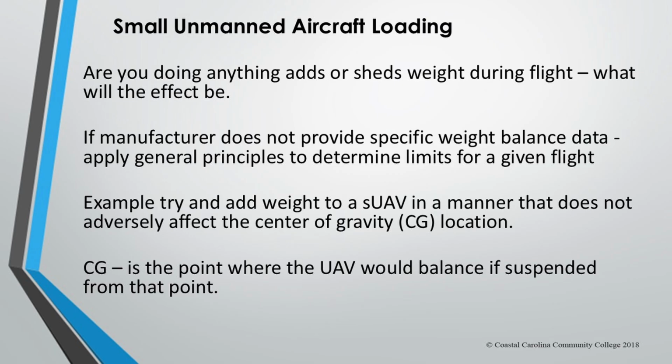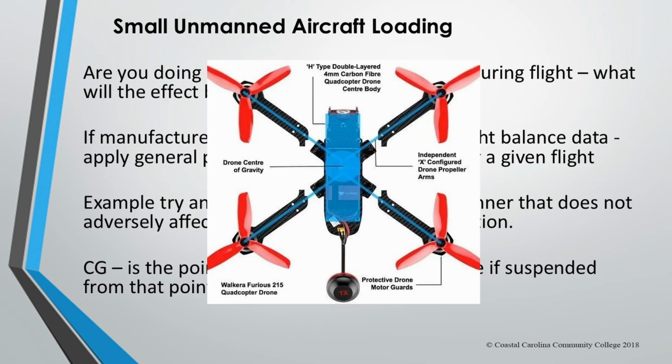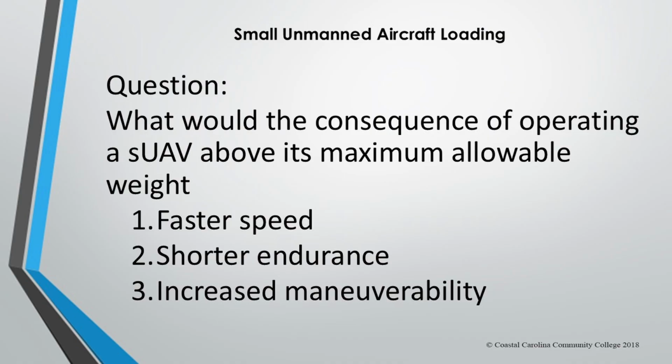For example, try to add weight to a drone in a manner that does not adversely affect the center of gravity, CG, location. And the CG is the point the drone would balance if suspended from that point. Question: what is the consequence of operating a drone above its maximum allowable weight? Faster speed, shorter endurance, or increased maneuverability? The correct answer is shorter endurance.